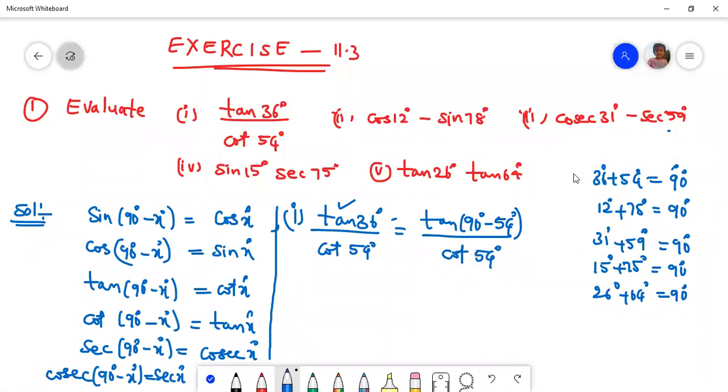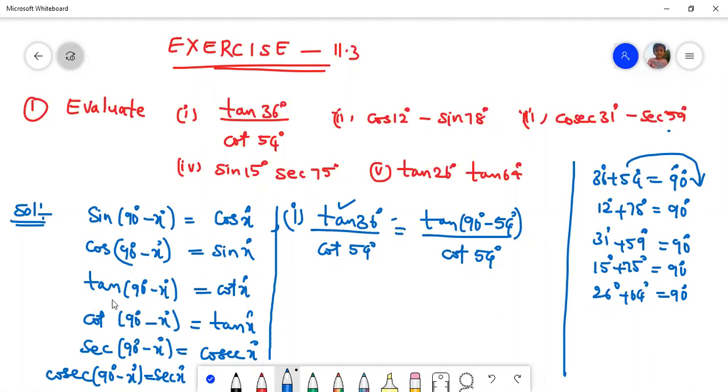Okay. First, you observe the sum of the angles, whether it is 90 or not. Next, you concentrate on the complement angles. Next, you change only one term. Don't change two terms. You write tan 36 degrees in the place of 36 as 90 minus 54. This 90 minus 54 is 36, so you are getting the same 36 degrees.